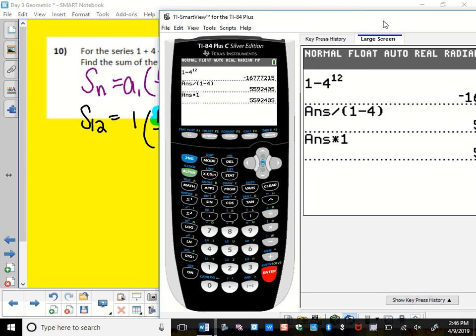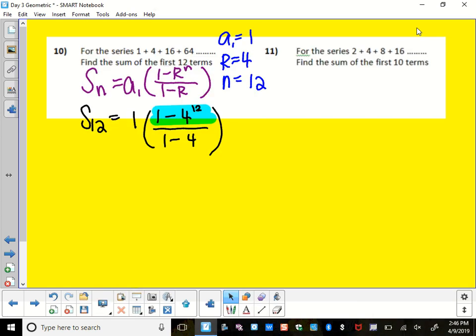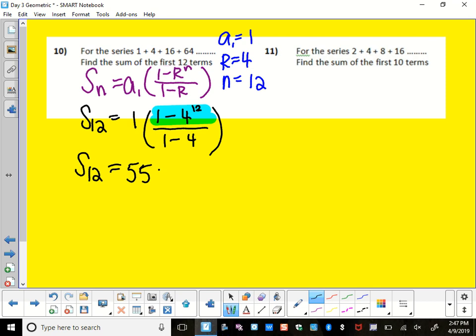I am strongly suggesting that you solve it this way, because if not, you may get something completely different. So the sum of those 12 numbers is going to be 5,592,405. That is my answer.